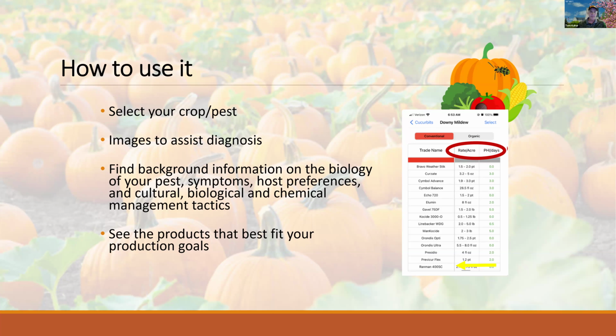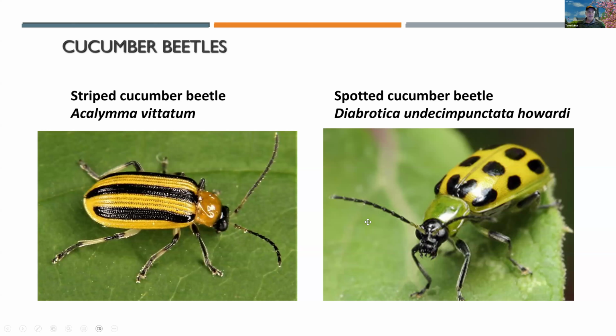So all the stuff that's in the recommendations book will be available in this app. And we hope to have all the vegetables someday. We're going to be adding more this coming year: peppers, sweet corn, and brassicas. So I just wanted to make you aware of that. It's out there. It's a free app. But now let's get into the two insects we're going to talk about, cucumber beetles.